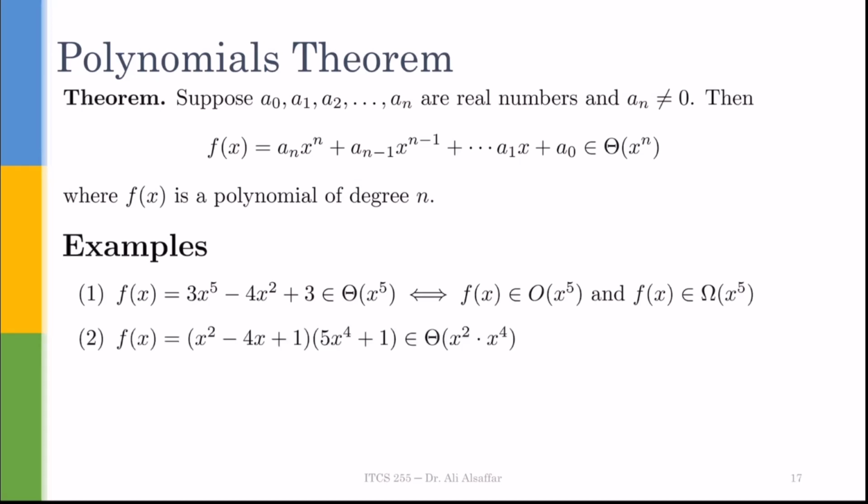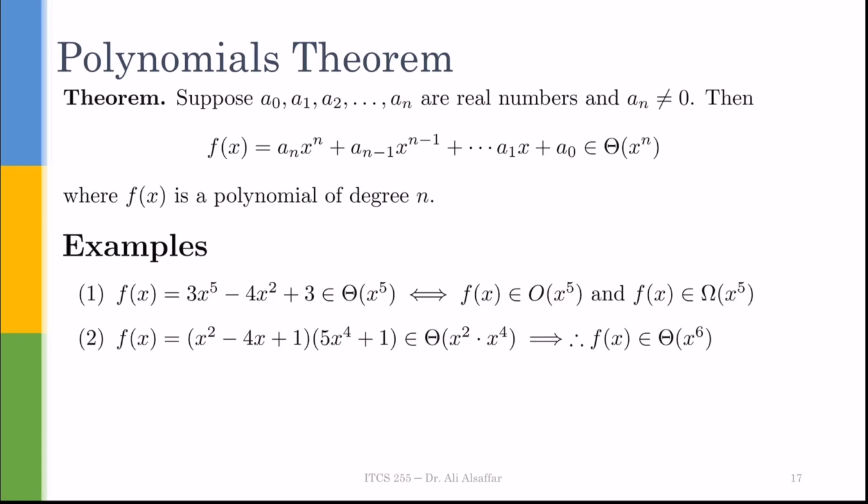Suppose we have a multiplication of two polynomials now. This polynomial is of degree 2 and this polynomial is of degree 4. So according to the polynomial theorem, f of x belongs to big theta of the multiplication of the dominant terms of both of these polynomials. So it will be theta of x squared multiplied by x raised to power 4, which is x raised to power 6. And again, since f of x belongs to big theta of x raised to power 6, then it belongs to big O of x raised to power 6, and it belongs to big omega of x raised to power 6.